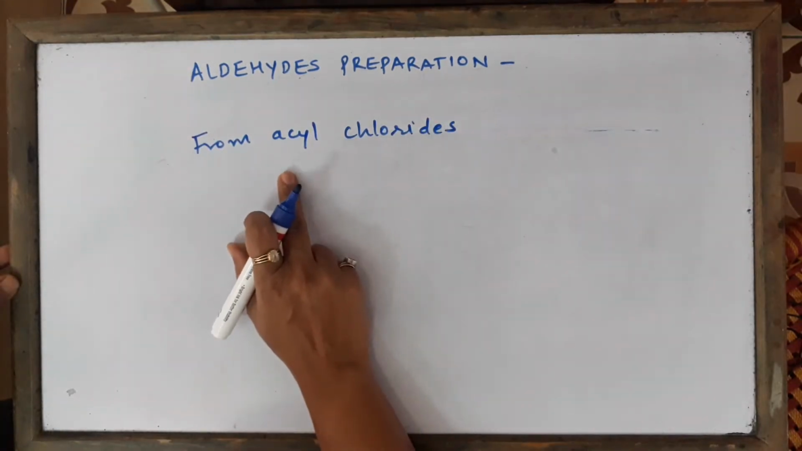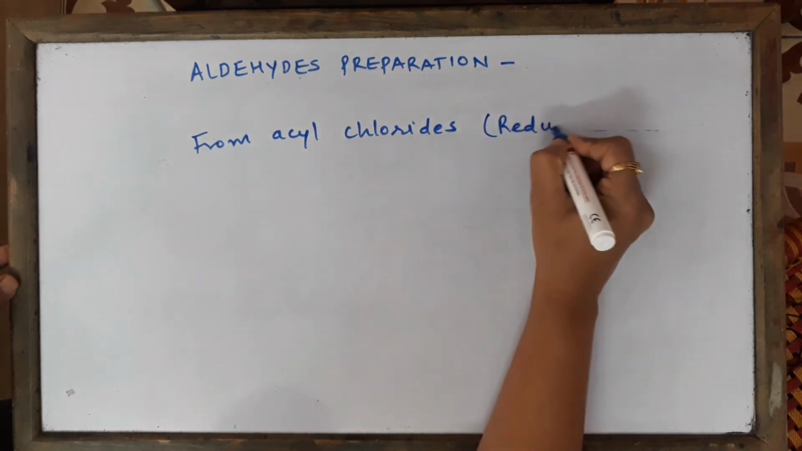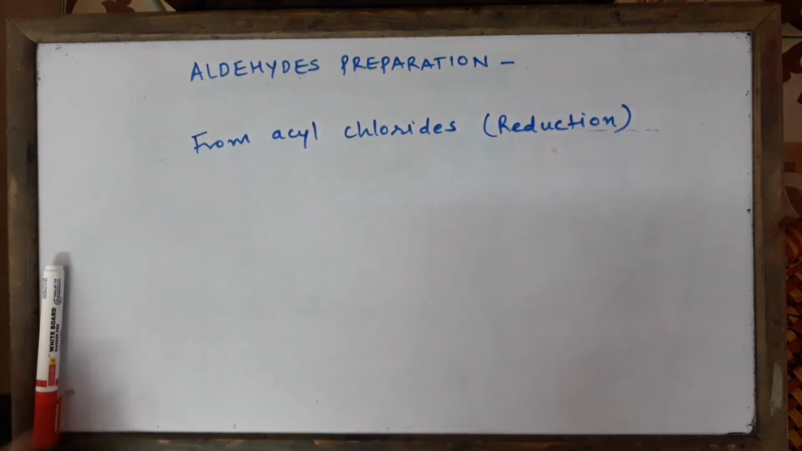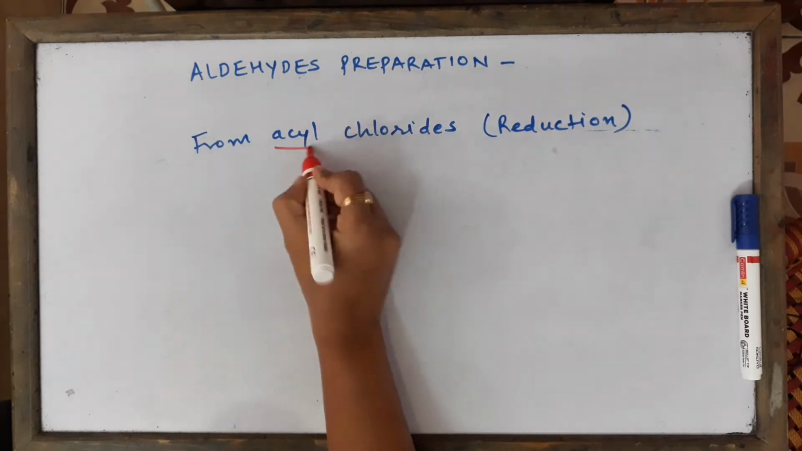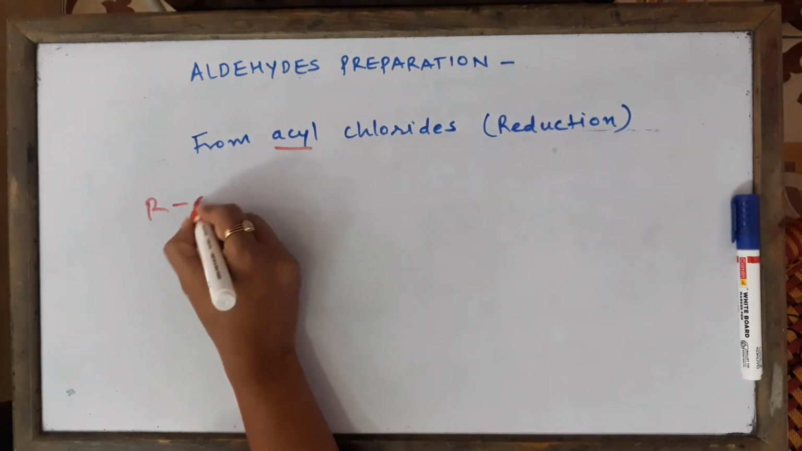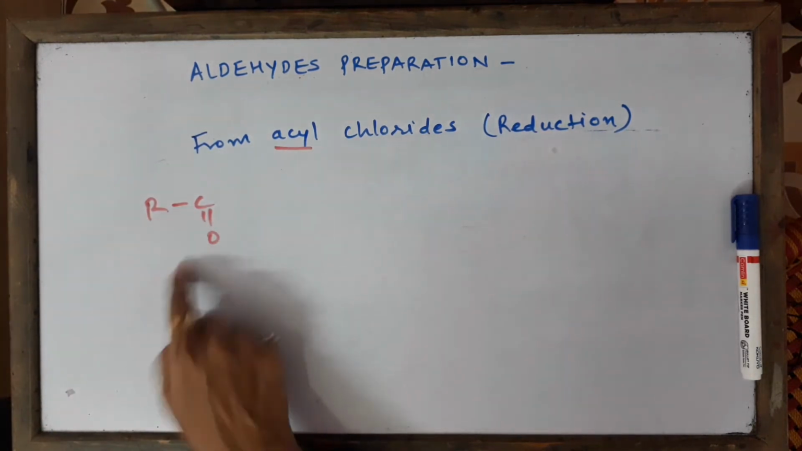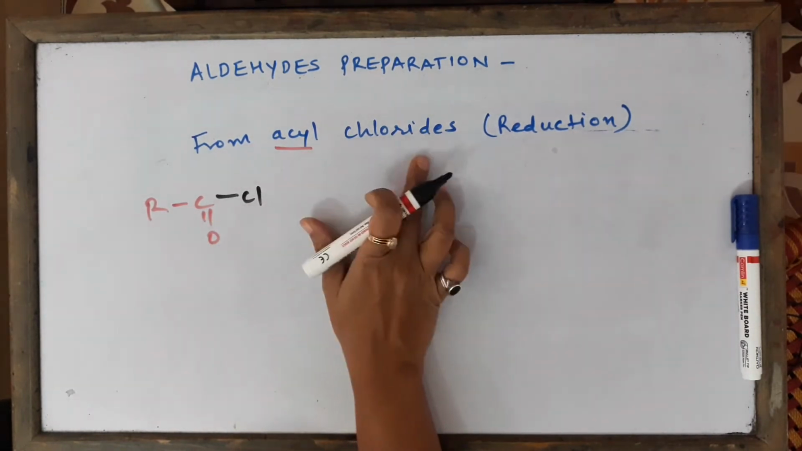Now this method is a name reaction which can be asked in the board exam for a 1 mark question. It is the reduction of acyl chlorides. Reduction. What is reduction in organic chemistry? Mostly it is addition of hydrogen atoms. And now we are going to reduce the acyl chlorides. Let's understand the meaning of this first of all. What is acyl? Acyl will look like this: RC double bond O, and then I'm adding Cl over there, so that becomes acyl chloride.